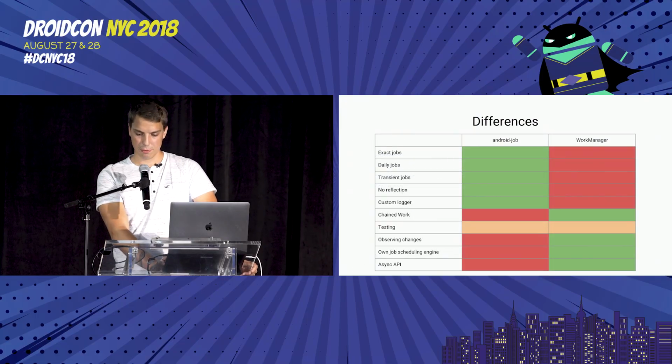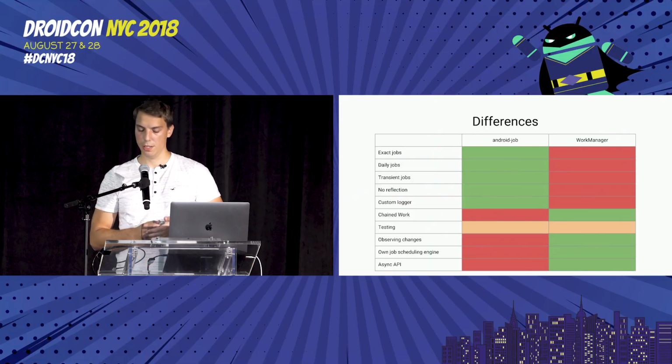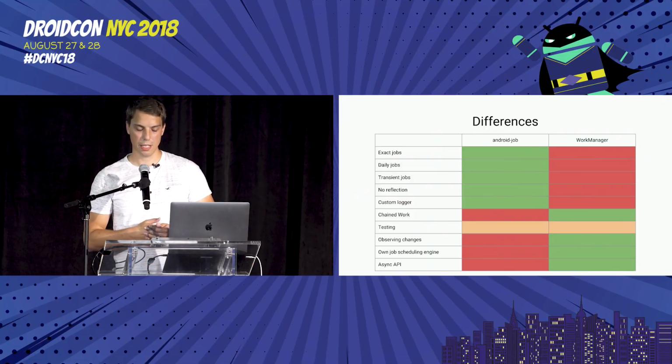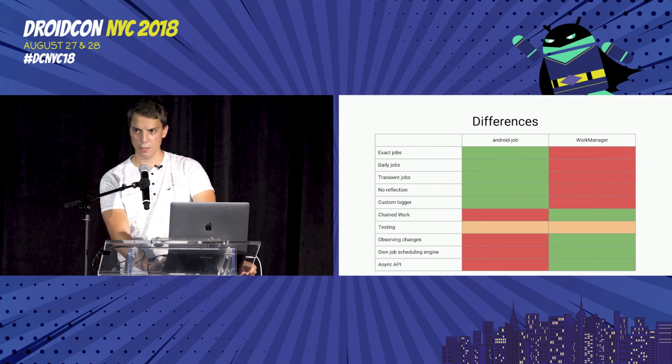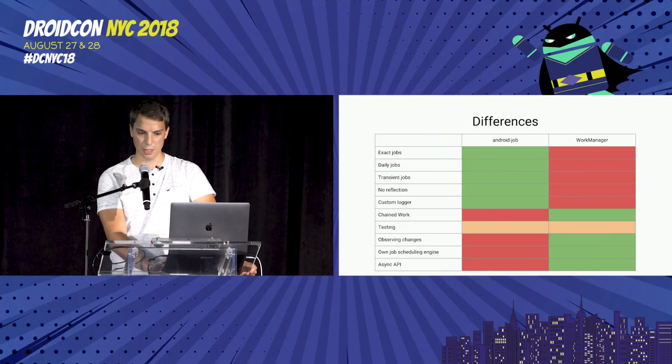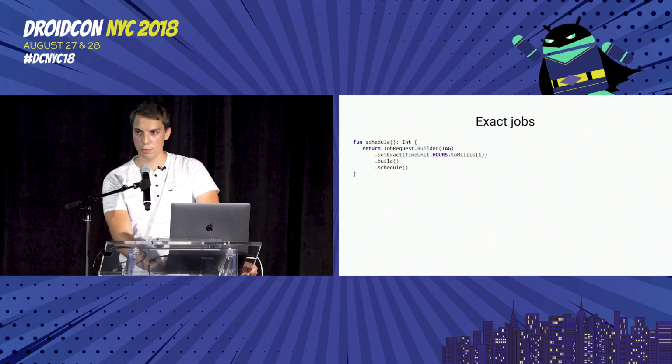But let's not focus on the similarities between both APIs. So if you need to make the decision between Android Job and WorkManager, you want to focus on the differences and when you want to use one API or the other. And those are the differences I identified so far, and let's cover them quickly. And I start with Android Job here.